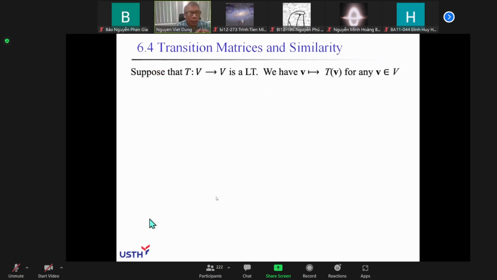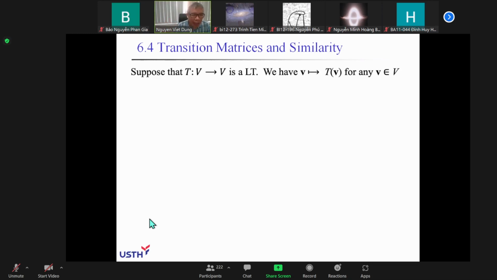Next, I will repeat what a transition matrix is, and similarity. The transition matrix, we studied already 7 weeks ago, chuyển cơ sở. But similarity is a new one. Similarity in Vietnamese is đồng dạng. Now I begin.